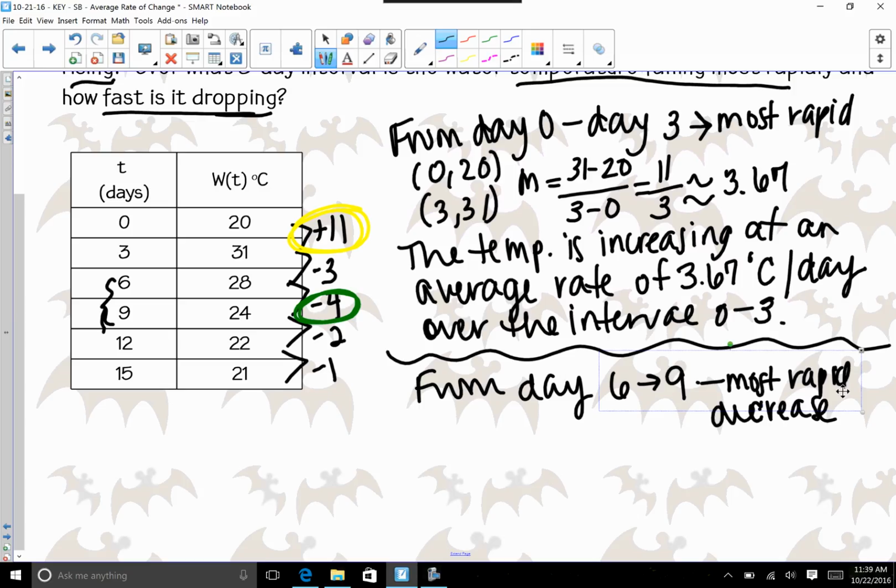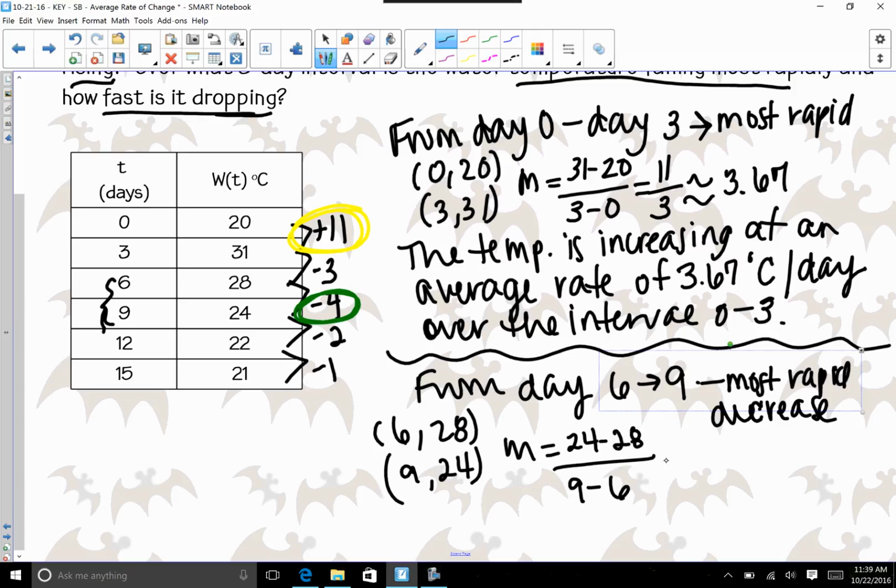So how was it decreasing? We went from 28 to 24. So I can find the average rate of change: 24 minus 28 over 9 minus 6, and that gives me -4 over 3. And we expected that, right? Because it's a negative and it's decreasing. So we would expect a negative average rate of change. So it's approximately -1.3.